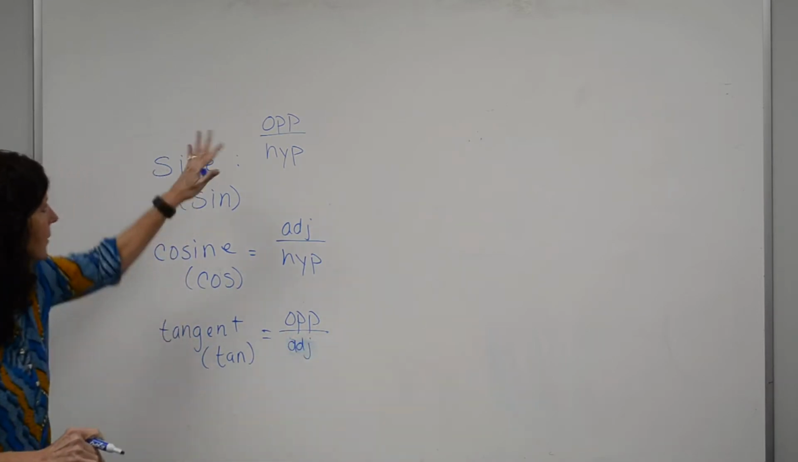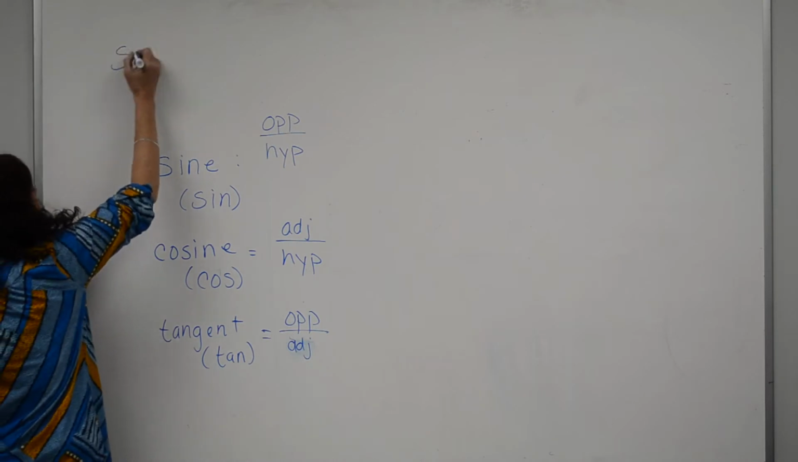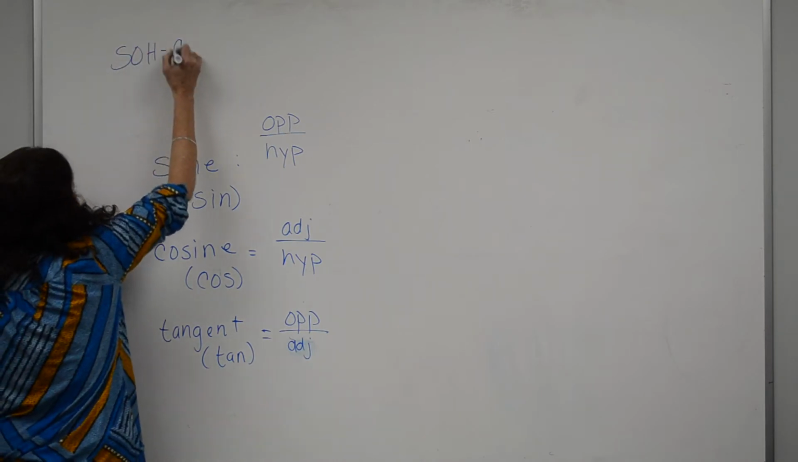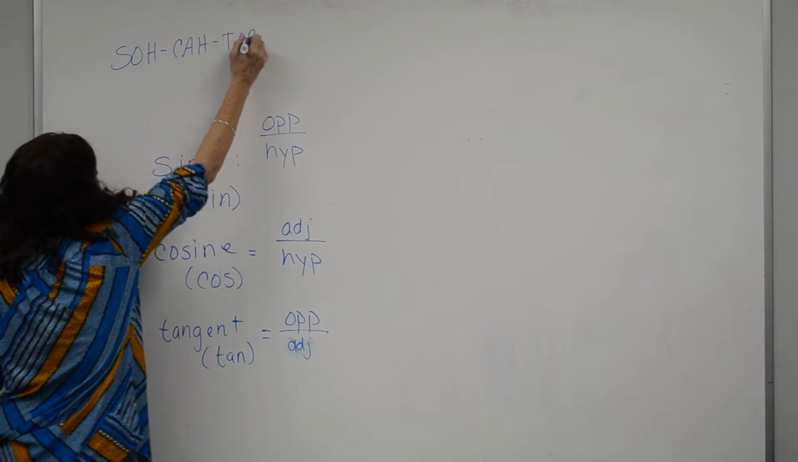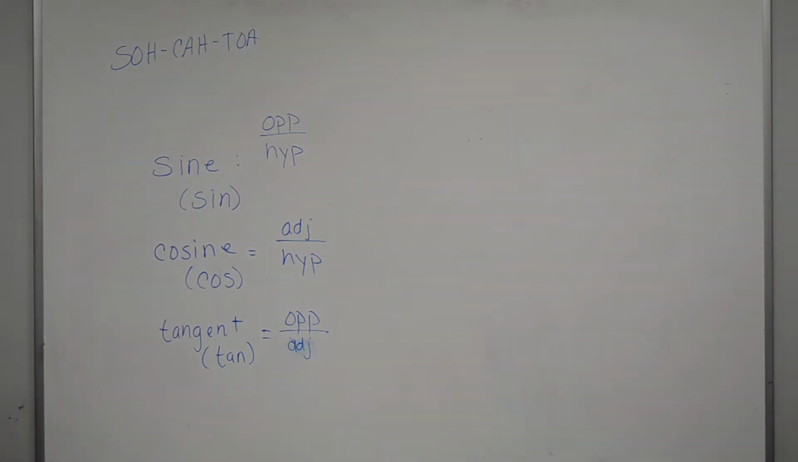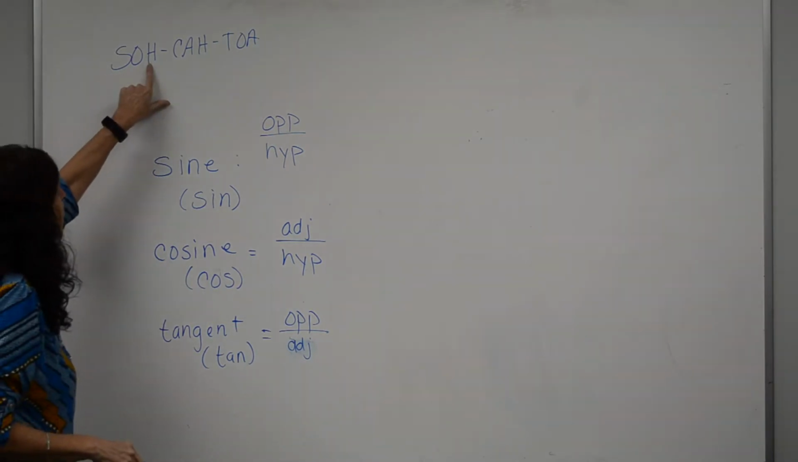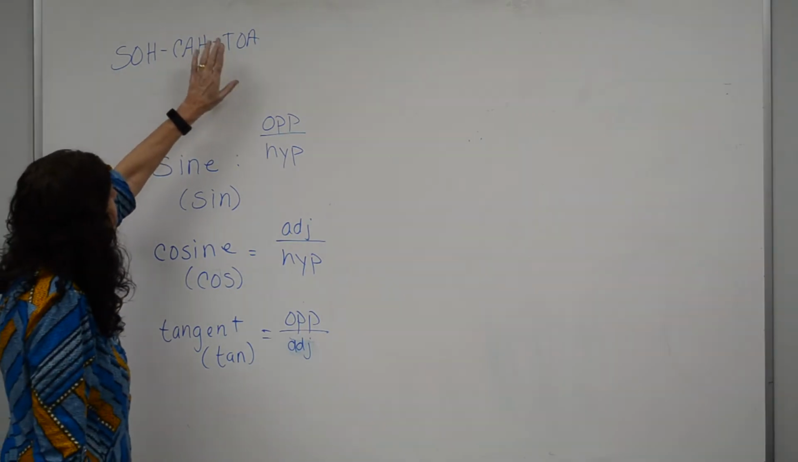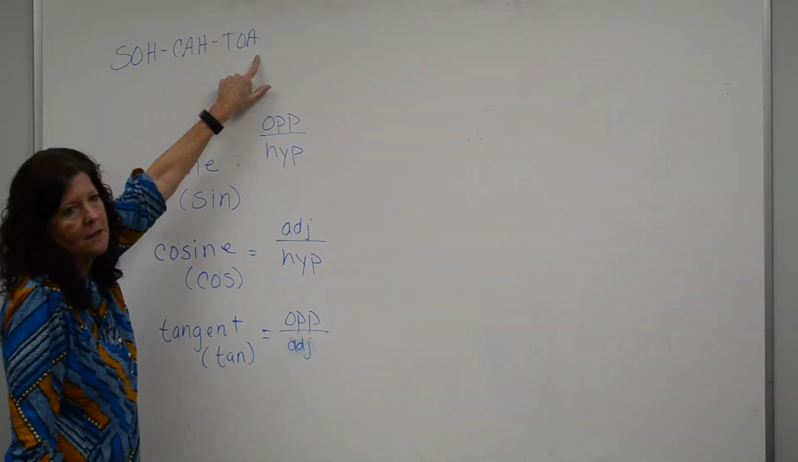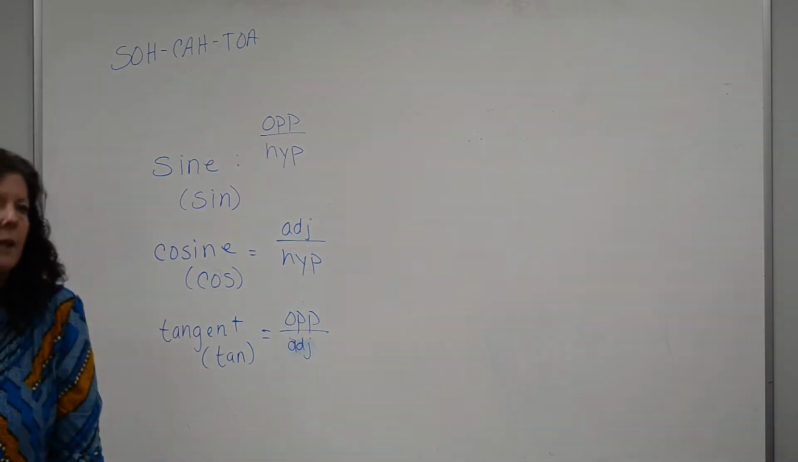Okay, now to help you remember it, remember that? SOH-CAH-TOA. Sine, opposite over hypotenuse. Cosine, adjacent over hypotenuse. And tangent is opposite over adjacent. That needs to be memorized.